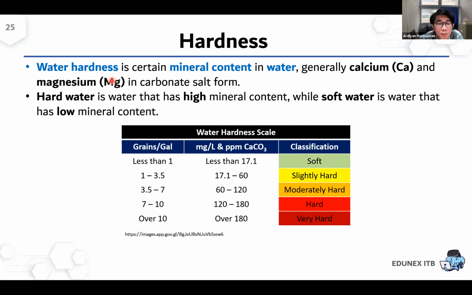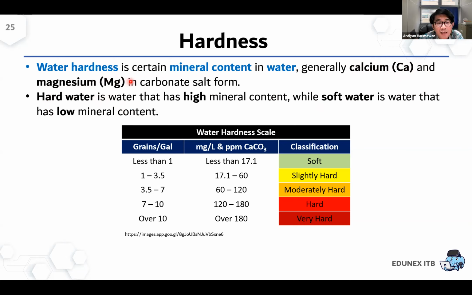But sometimes the foam is difficult to produce. It means the water contains quite a high concentration of calcium and magnesium. That's what we call hard water. In contrast, soft water has low mineral content in terms of calcium and magnesium.